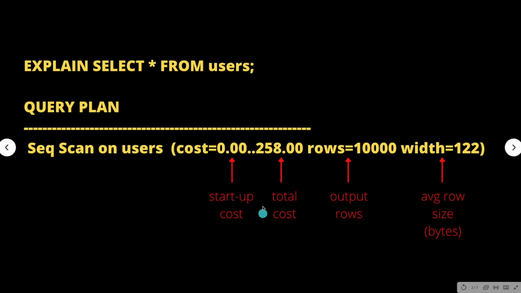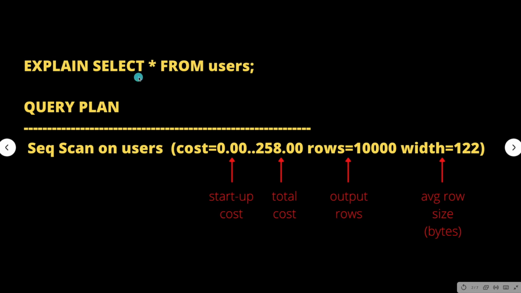And as you can see, the startup cost is 0. It basically means that in order to start up the node to run the sequential scan, it takes around 0 computational units, and the cost to run the query in total is 258 computational units. This is the expected total cost when you complete the query. And the rows, the output rows here, is about 10,000 rows.